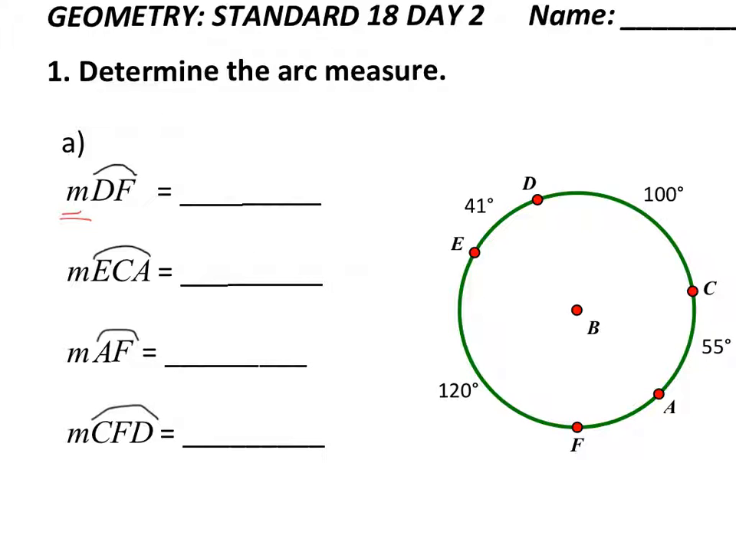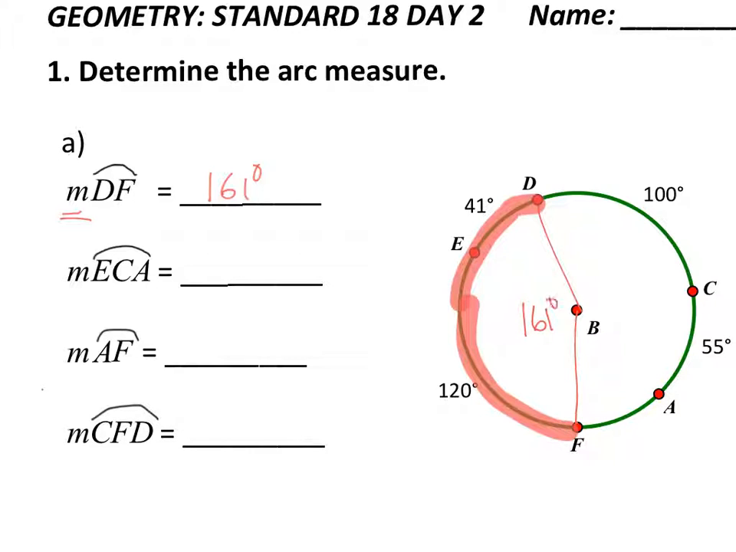So the measure of arc DF, that's the arc from D to F right here. Figuring out that length, we can simply add the 41 plus the 120, so the full length of arc DF is 161 degrees. The meaning of that is that's the angle from the center that could be connected between the center and points D and F. So 161 degrees is that central angle right there.